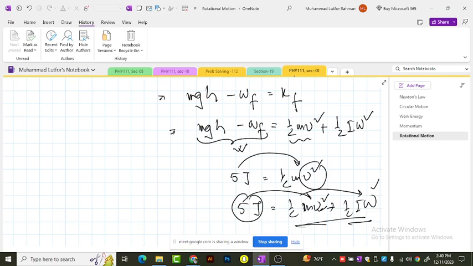You understand? That's why I'm saying that if you release a block and a solid sphere in a race, with the same mass, the same material property, and two identical planes, definitely the block is going to come down first, because the velocity of its center of mass is higher. That's why the block is going to win this race.